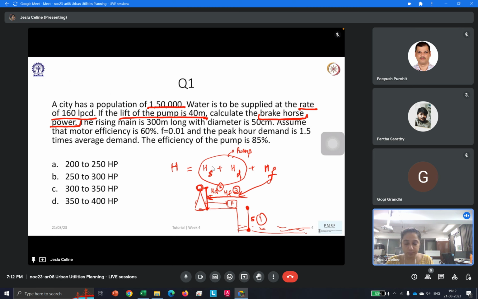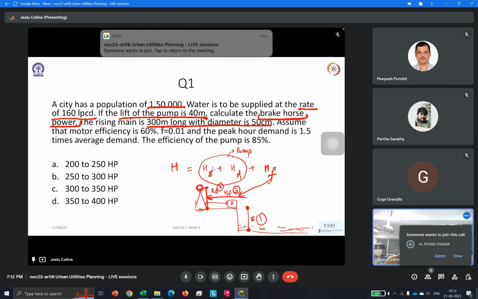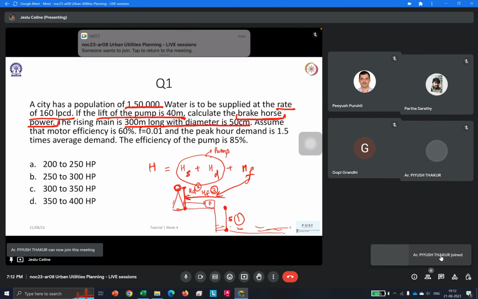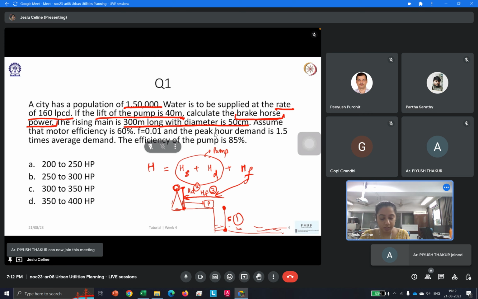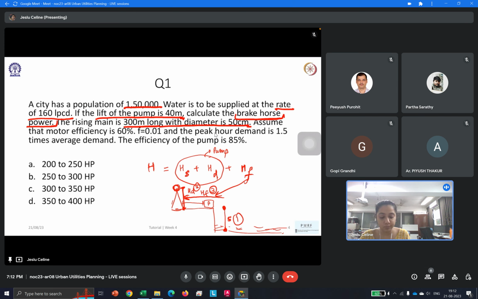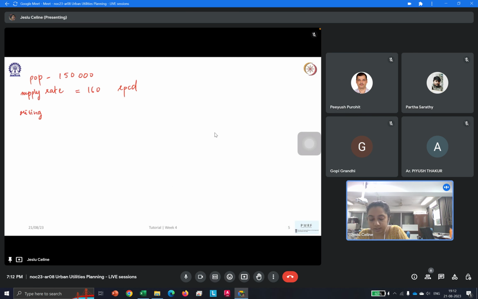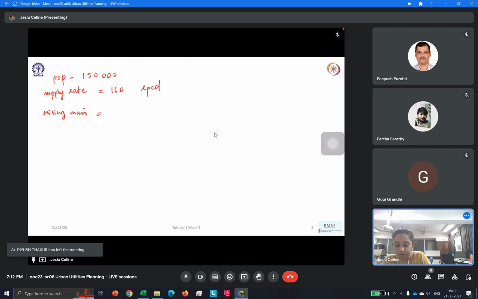So in this case, we have the rising main, which is around 300 meters long with a diameter of 50 centimeters. This information we will be using in order to find our friction lift. So I'm just writing the information. Our rising main is about 300 meters.